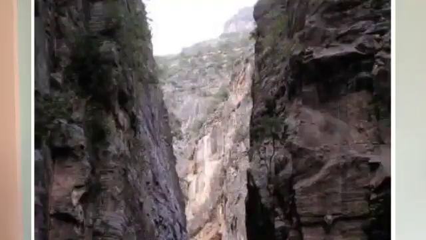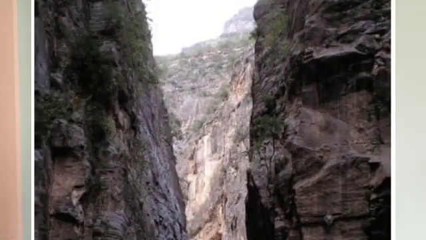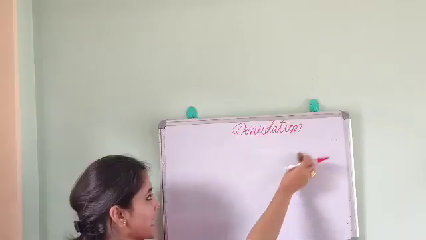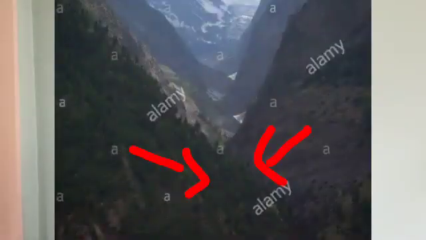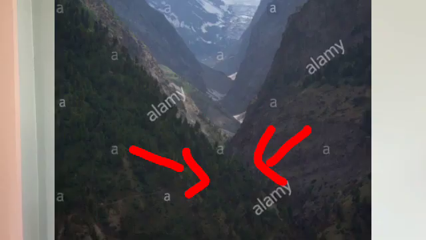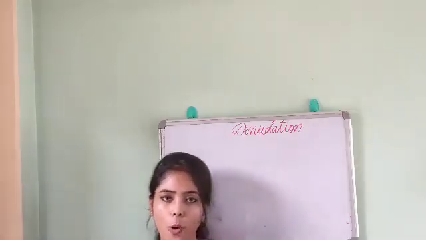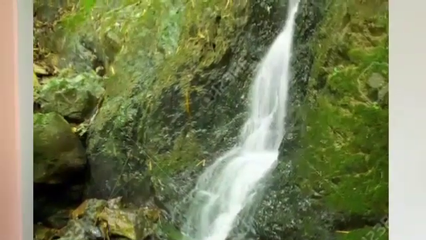So the first point I told you was I-shaped and V-shaped. What is I-shaped? When the river erodes the valley in a vertical way, it is known as I, and when it is eroding the valley in a horizontal manner, it will be known as a V-shaped valley. Now the number 2 point is waterfalls.